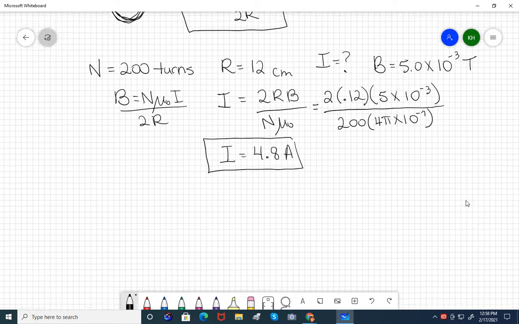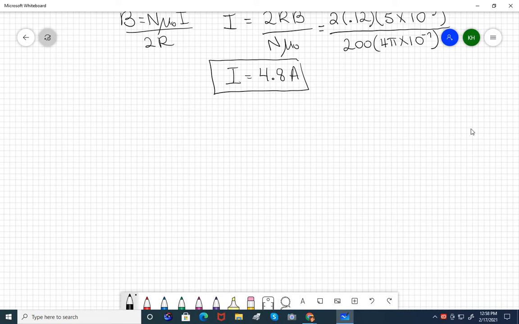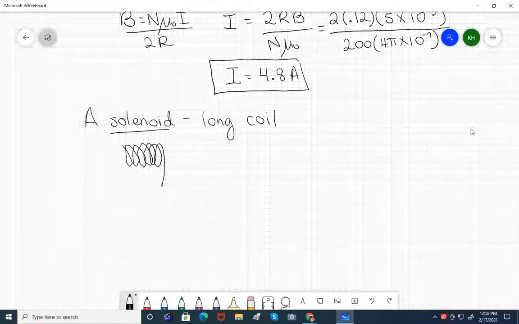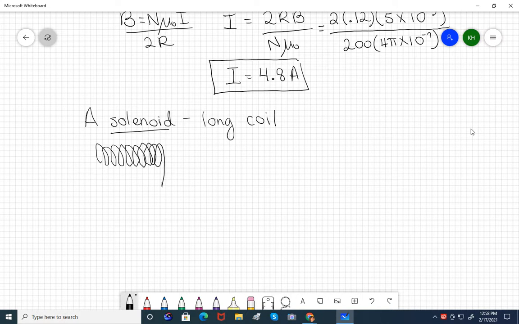Now, a solenoid is basically a long coil. Think like a slinky, although it doesn't need to be that long. You basically have a situation where you have loops. They're usually very closely spaced together, but you have a long coil of wire.